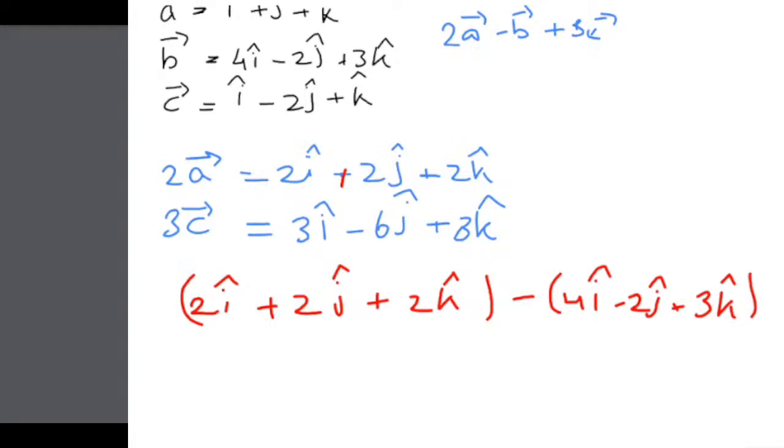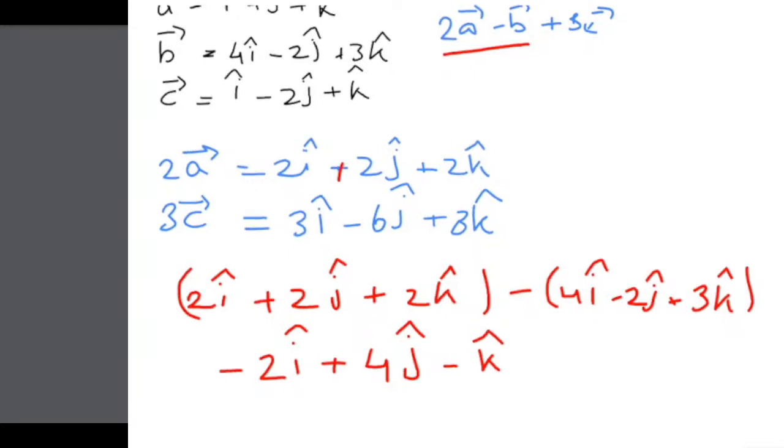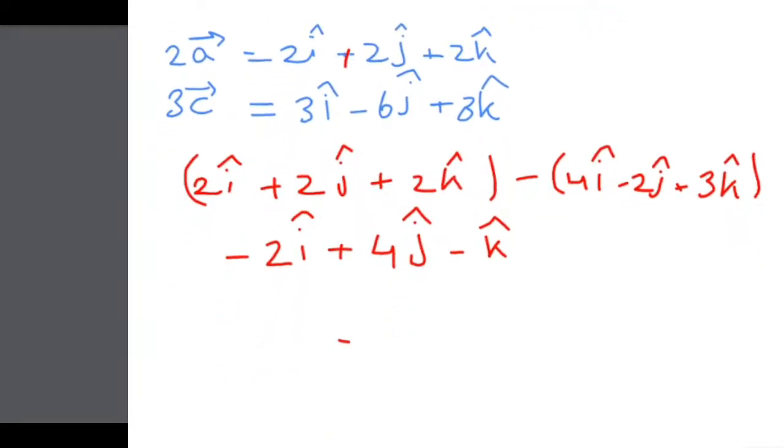So we'll do this first, okay? Now what do we have here? Minus 2i cap and then plus 4j cap and then minus k cap. Okay, so finally we need to add a 3c vector. So what is that? 3i vector minus 6j cap plus 3k cap.